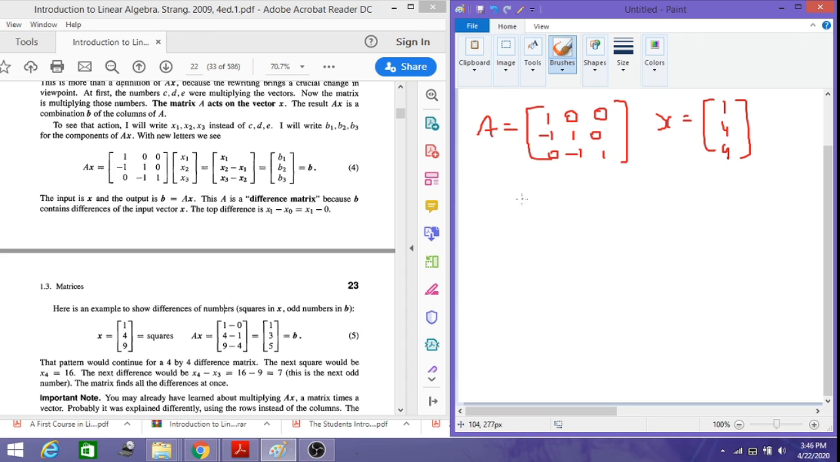Now let us find the output. Ax is nothing but the difference of this. The first component is 1. The second component is 4 minus 1, and the third component is 9 minus 4. It means we are taking the difference of each component in x with the previous component. So this leads to 1, 3 and 5. This we call b, the output.